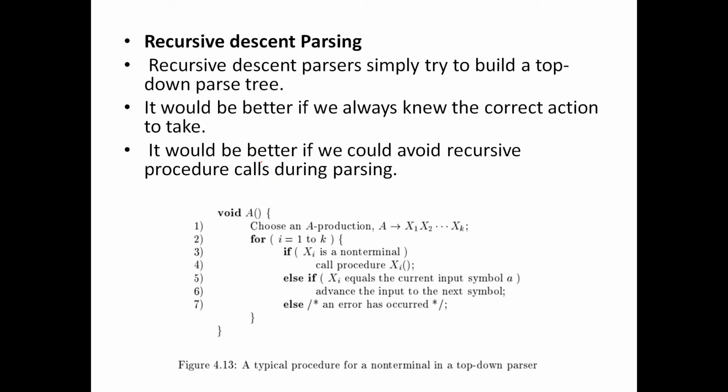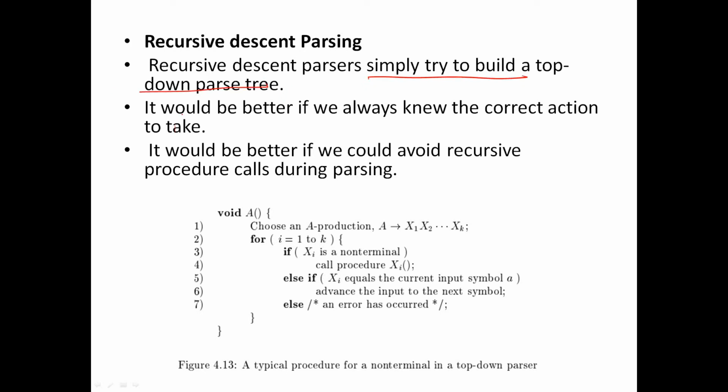Here we are using some parsers to build the top-down parse tree. The first one is recursive descent parsing. With the help of recursive descent parsing, if you have any issues with the top-down parse tree, we can evaluate them here. We use one procedure to construct the top-down parser, called recursive descent parsing, which means we are using recursive techniques. Recursive descent parsers simply try to build a top-down parse tree without any complication.